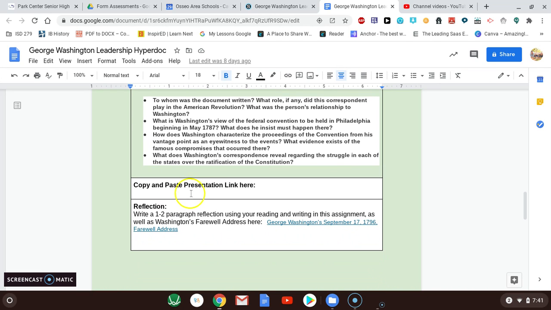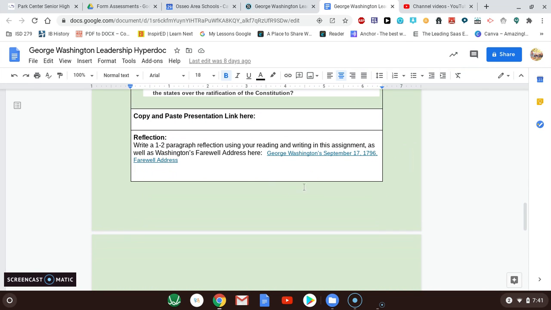A big part of this is that when you make your presentation, make sure that you click up here to share, and that you change the sharing priorities so that you can copy and paste your link to your presentation in here so that I can look at it. And then the last thing that you have to do before you turn it in is a little reflection here by reading George Washington's farewell address as president, and writing 1 to 2 paragraphs, and then you would just submit this HyperDoc by the end of the week.